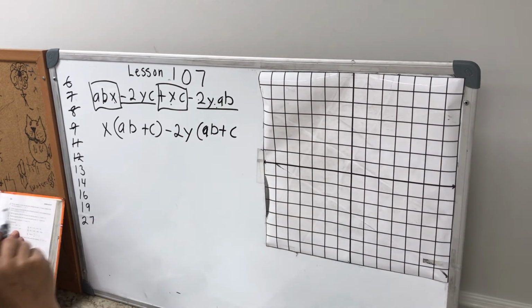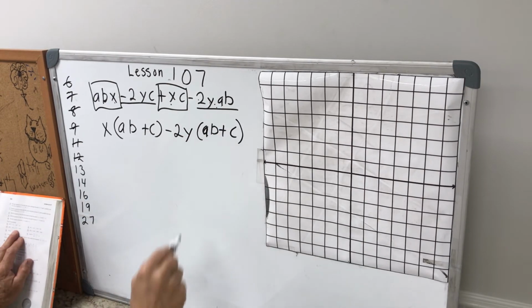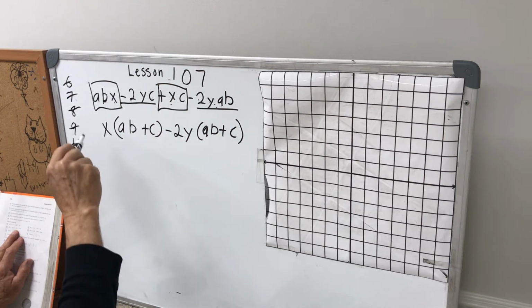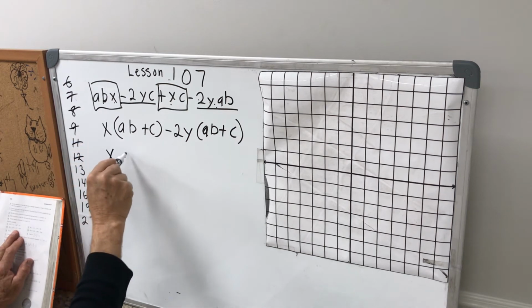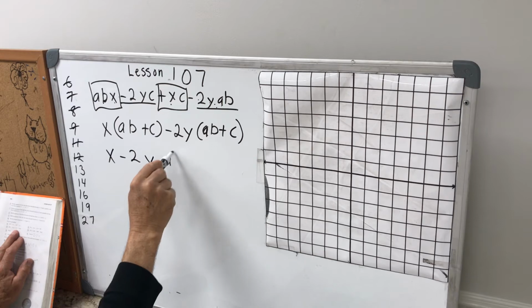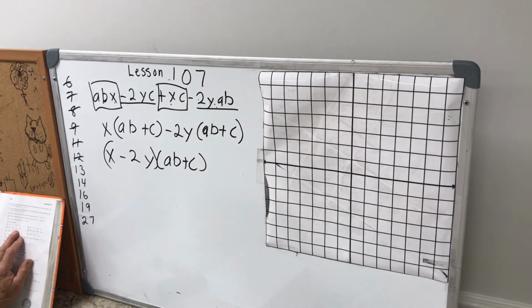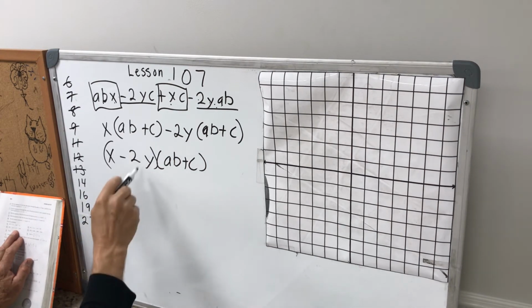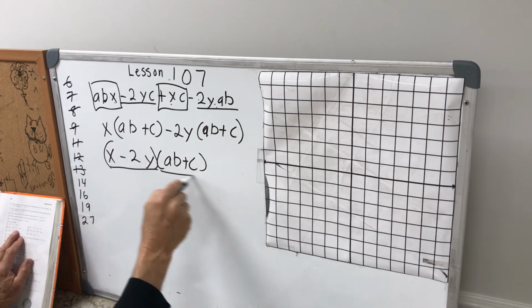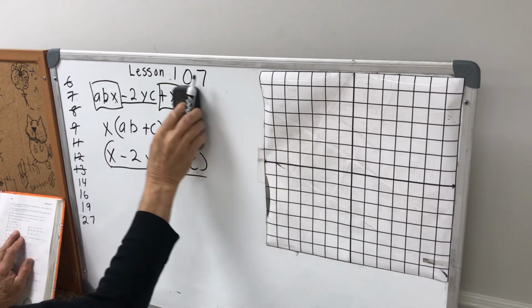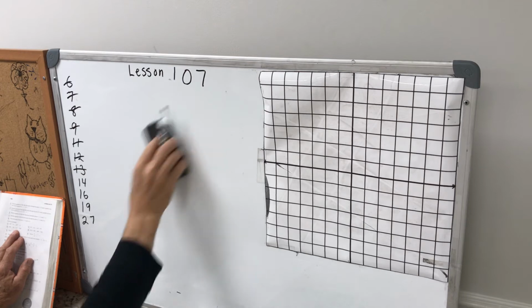ab plus c. Is that the proper thing to have? Let's see if it is. That's going to be an x, negative 2y, and an ab plus c. That is right. I'm sorry, I'm probably being a bit confusing here, but these are difficult. The main thing we want is two factors when we get through, that we can multiply back together.